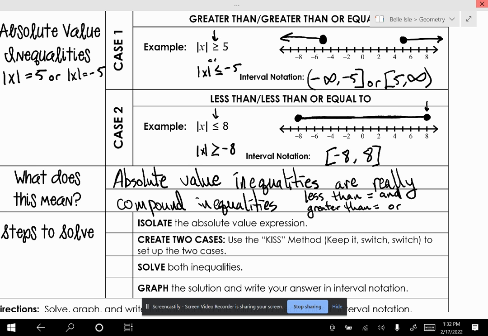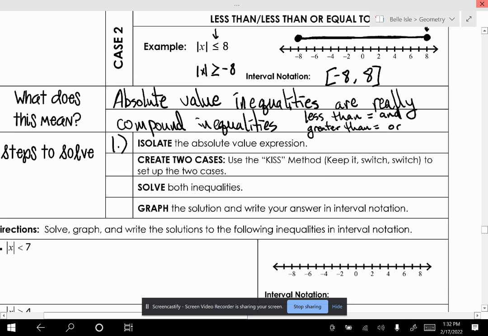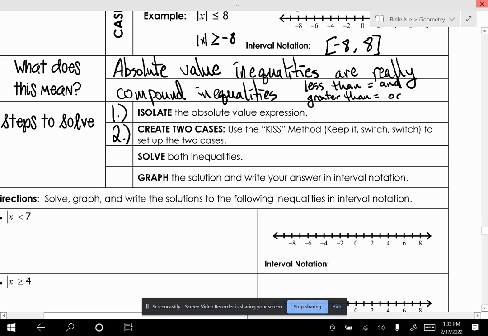Okay, so our steps to solve. Step 1, isolate the absolute value expression. Step 2, create two cases. Okay, use the KISS method. Keep it, switch, switch. Okay, keep, change, flip. Okay, is one that we've used before, to set up two cases. Okay, or two separate expressions, right? Or I guess not expressions, equations, inequalities. Okay, 3 is to solve, and 4 is to graph and write your interval notation.